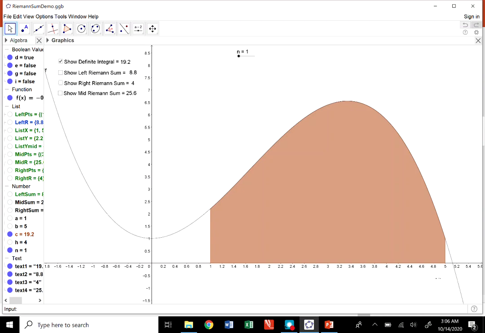Man, that's a weird shape. It's not like a triangle or a rectangle or a square or a circle. How can we find the area of something like that? Glad you asked.